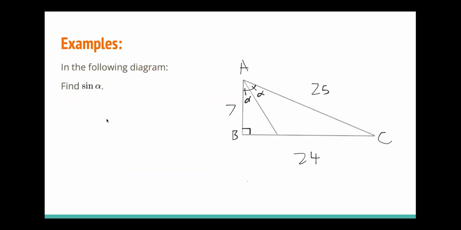In the following diagram, here's one problem. Using right triangle trig, can you find sine alpha? If you get the answer, you can DM it to me on Zoom.